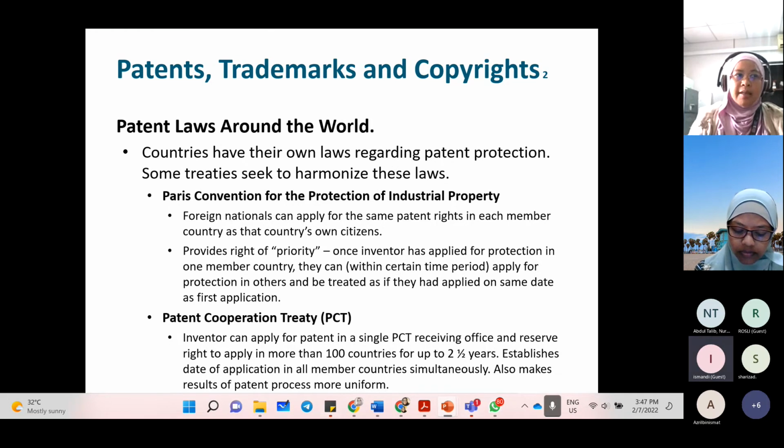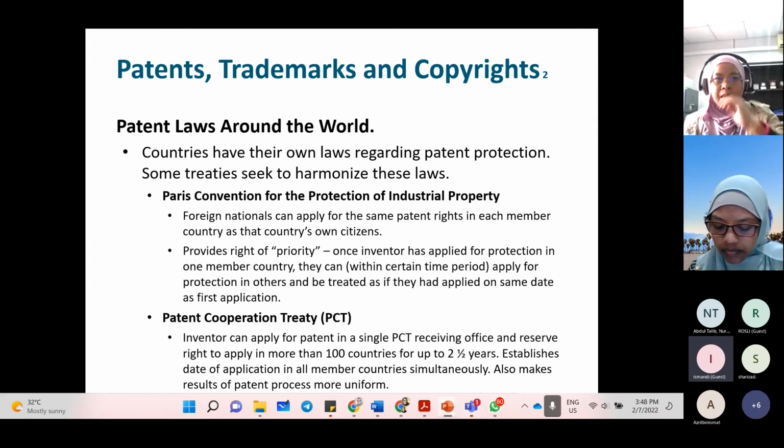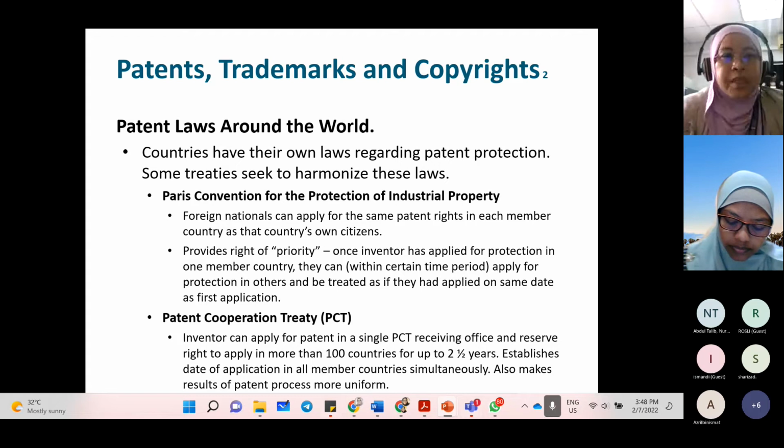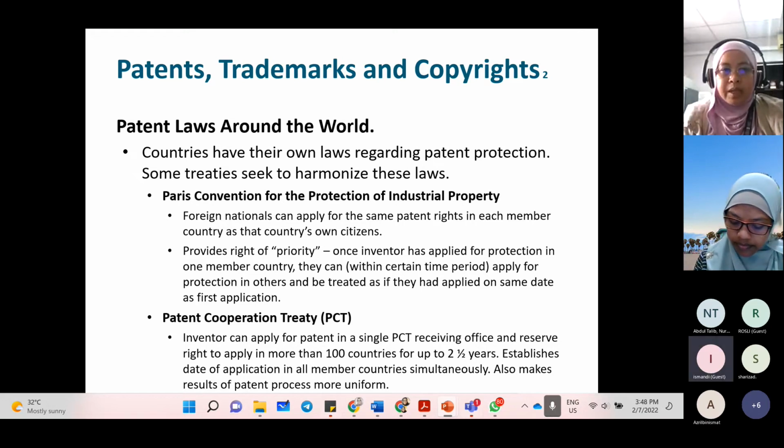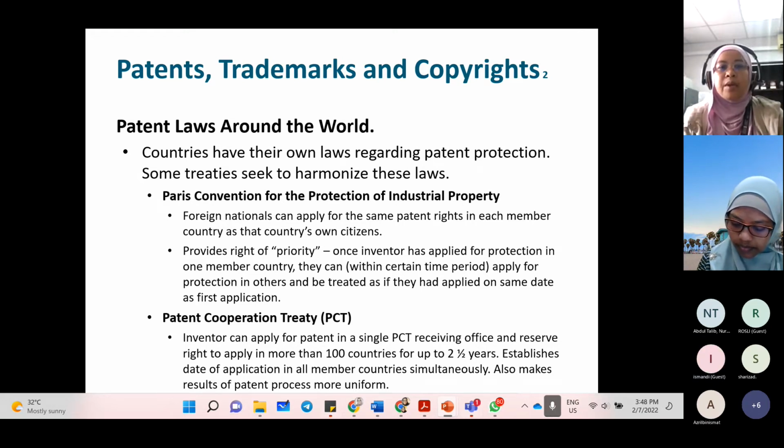Basically, whatever they have, people can steal. Whatever other people have, they can also steal. Patent law around the world: countries have their own law regarding patent protection. Some treaties seek to harmonize this law. So these are examples of patent law.